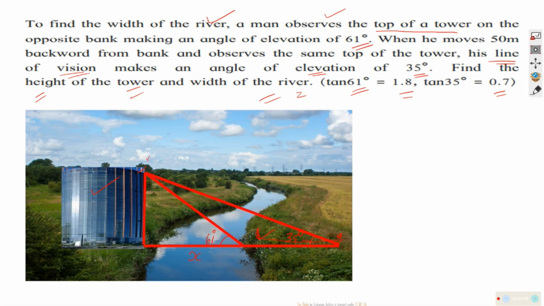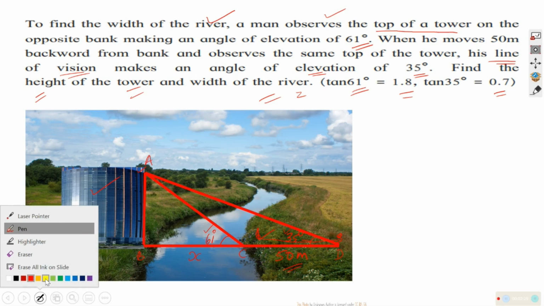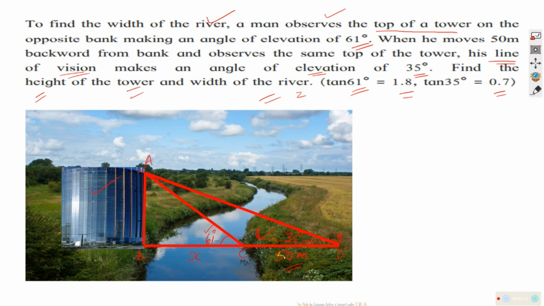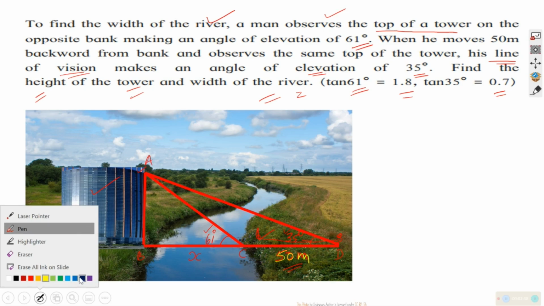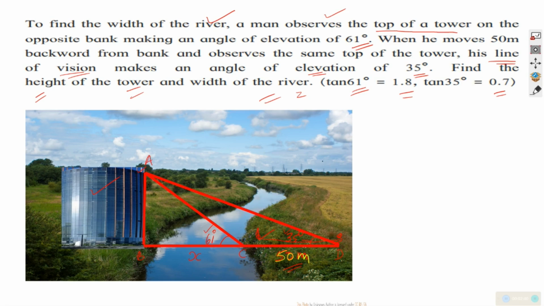See, suppose that AB is the height of the tower, and first the man was standing here at C, then he moved to D, and here it is 61 degrees. I have already marked. Here it is 35 degrees. These are the information given, and this is 50 meters. This information is also given. I think you can see it. I will change the color if required. This is 50 meters. Okay.